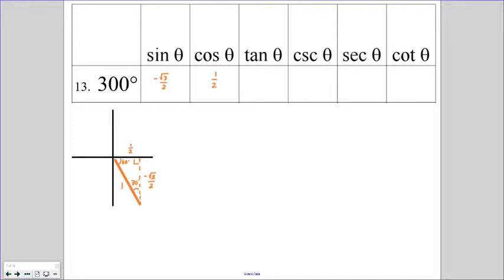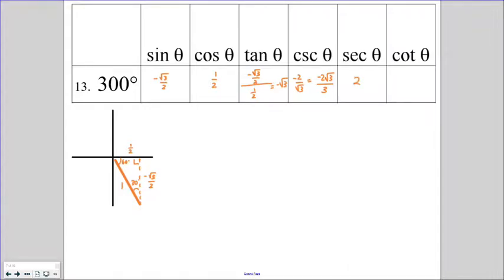And then tangent is going to be negative root 3 over 2 over 1/2, which is just negative root 3. Cosecant is the reciprocal of sine, right, negative 2 over root 3, but we are going to rationalize. So when I rationalize, we get negative 2 root 3 over 3. Secant is the reciprocal of cosine, so that's 2.